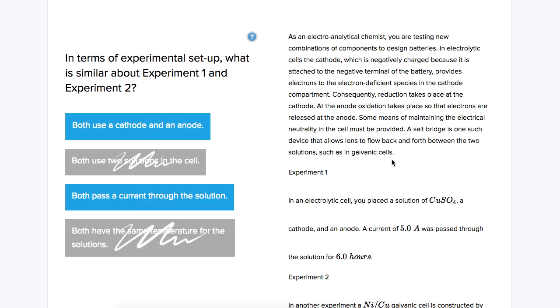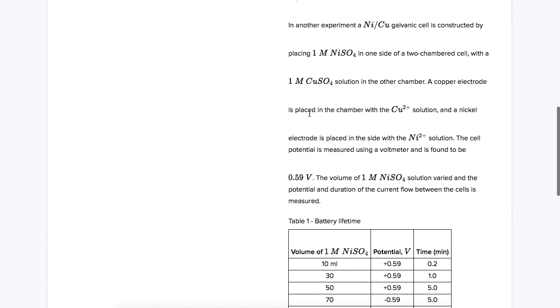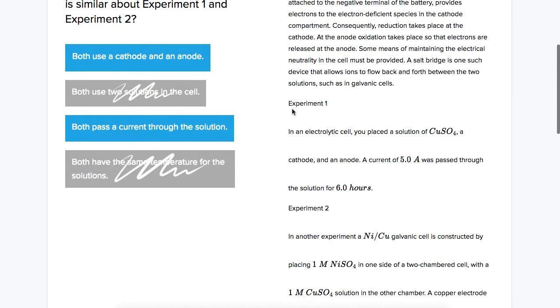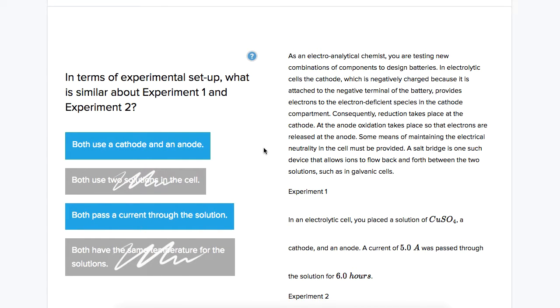So there's some mental gymnastics we have to do here to determine what this means. It's saying that a salt bridge is one such device that allows ions to flow back and forth. It's one such device that allows us to maintain electrical neutrality. Maintain electrical neutrality between what? Between the cathode and the anode, such as in galvanic cells. The galvanic cell is what is used in experiment 2. So we actually know that a cathode and an anode are used in both experiments.